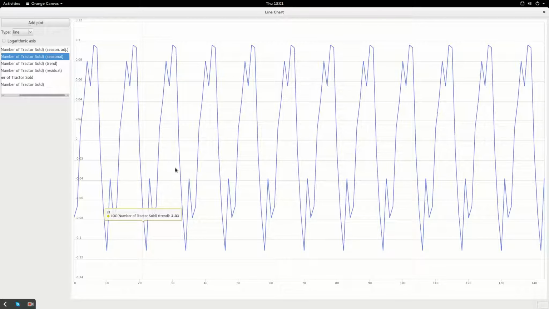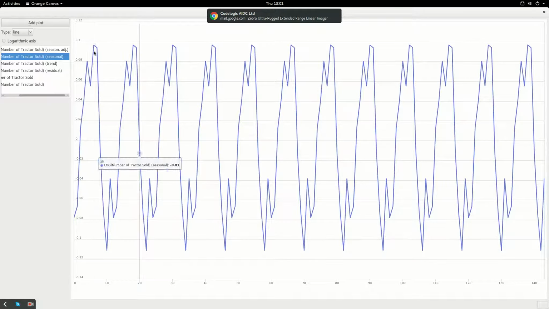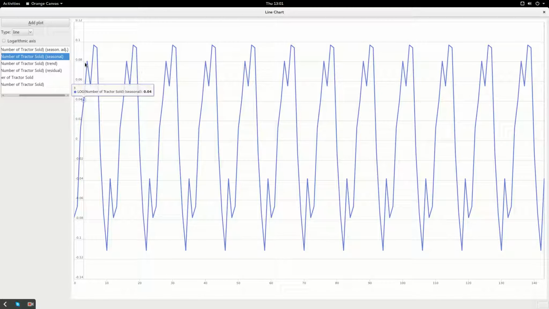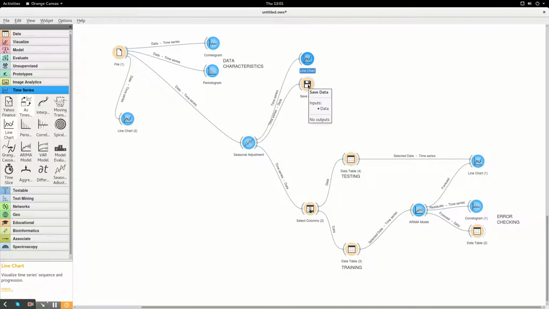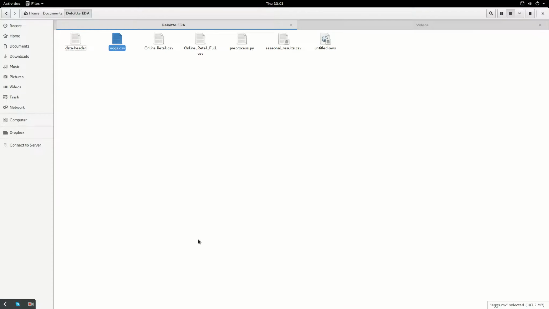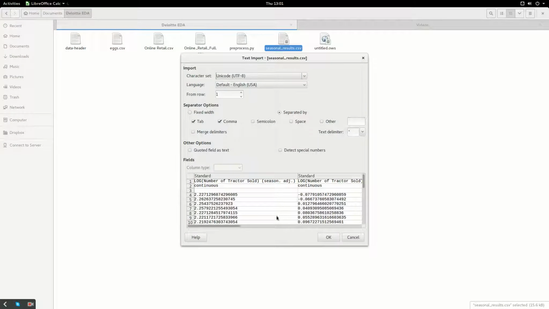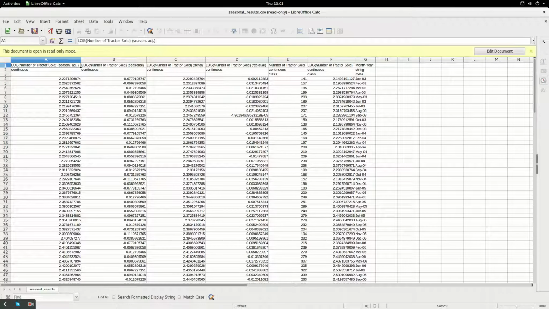The first part of the report would be, listen, we could tell the customer that depending on the month, you can expect to sell more, like this over here, or less, like this over here, a negative number. That's going to be the first part of our report. So we're going to save that data, which is going to be this here, the seasonal results. Let's open it.